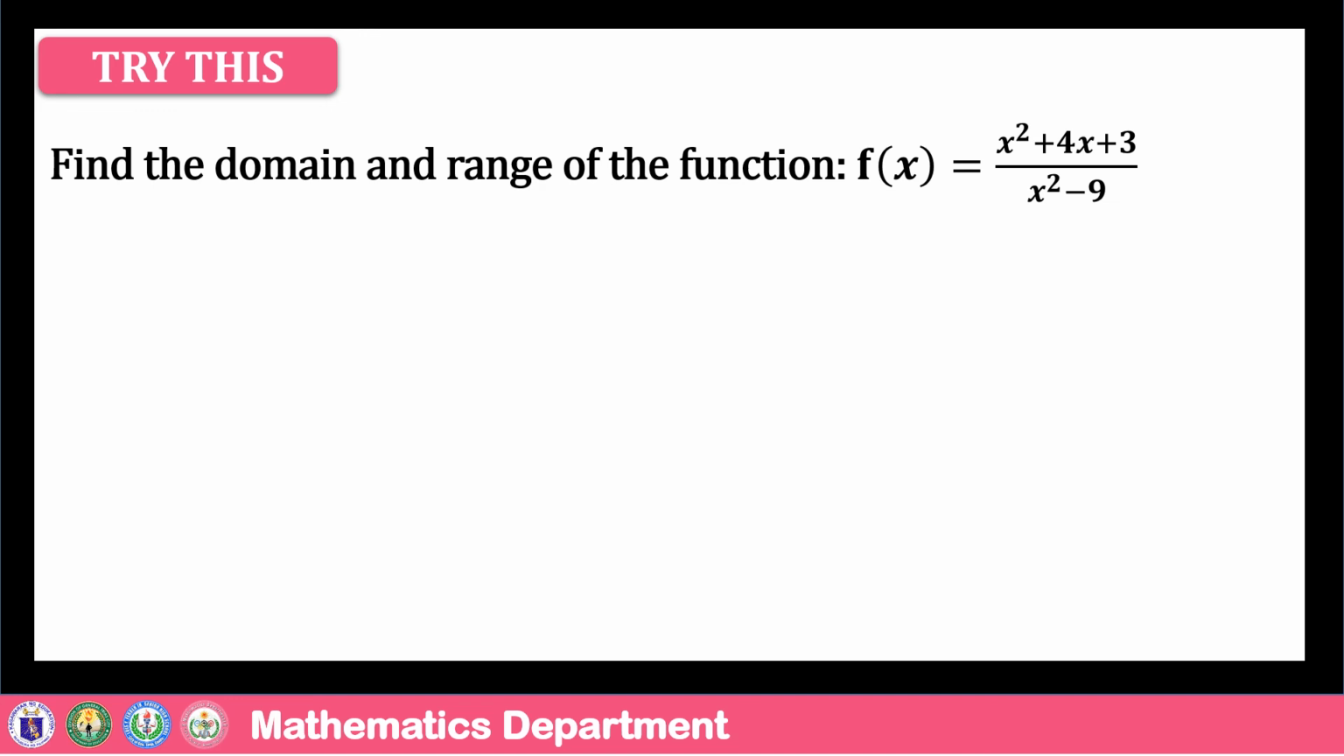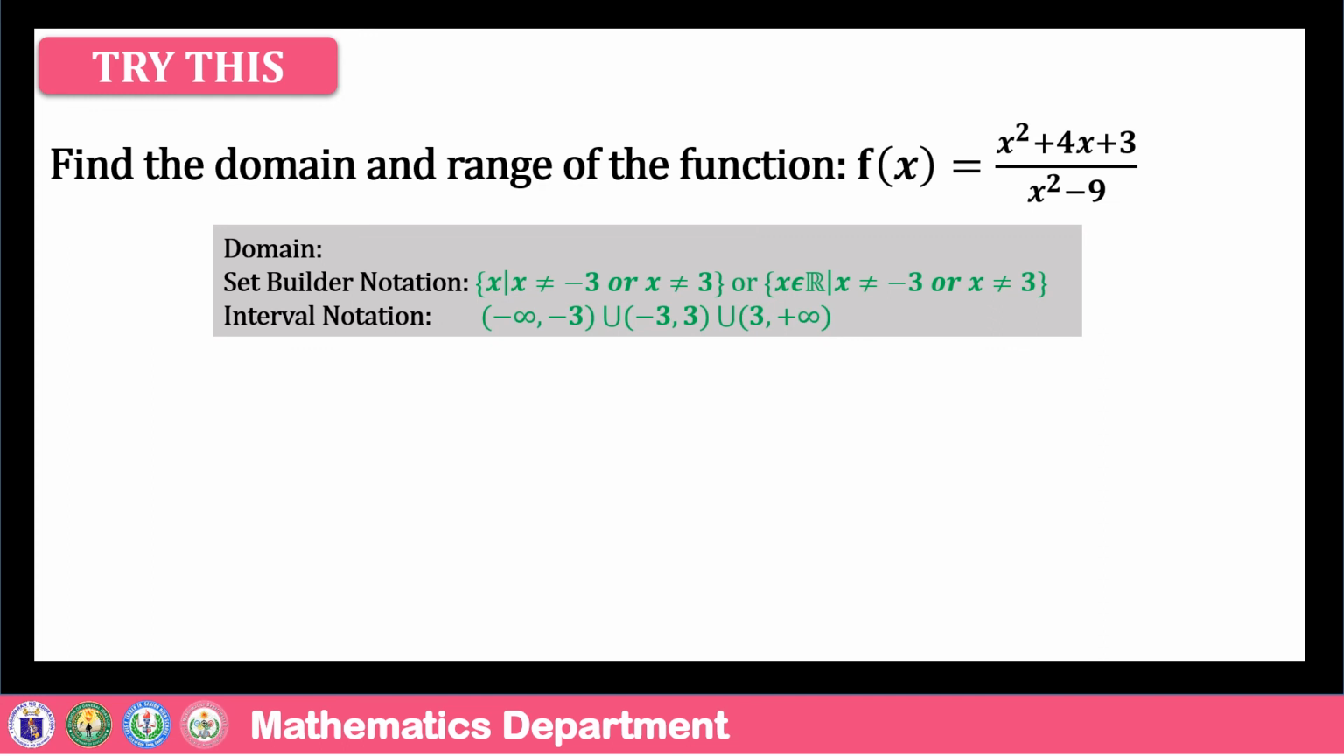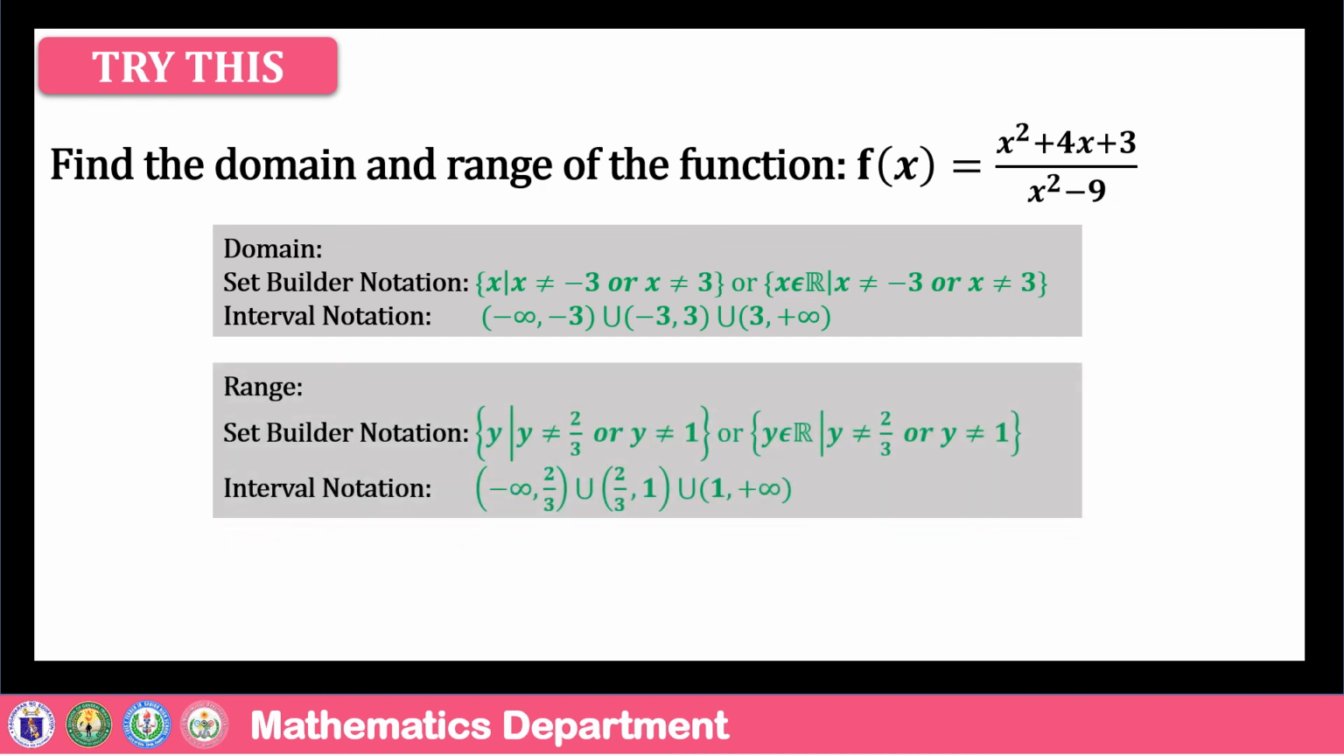So, magiging domain natin para sa function na ito, we have here set of all x such that x is not equal to negative 3 or x is not equal to positive 3. Yung ating interval notation naman, that's from negative infinity to negative 3, union negative 3 to positive 3, union 3 to positive infinity. At para naman sa ating range, we have set of y such that y is not equal to 2/3 or y is not equal to 1. So for our interval notation, we have negative infinity to 2/3, union 2/3 to 1, union 1 to positive infinity.